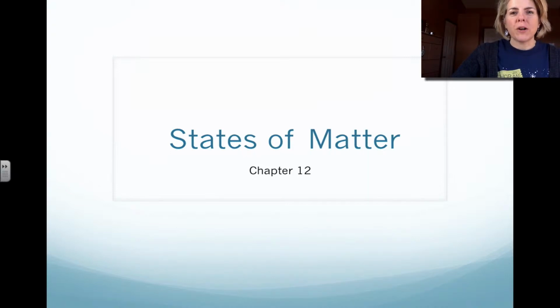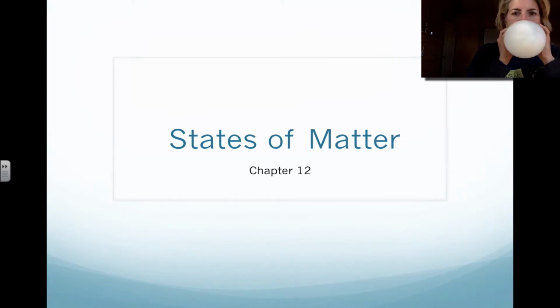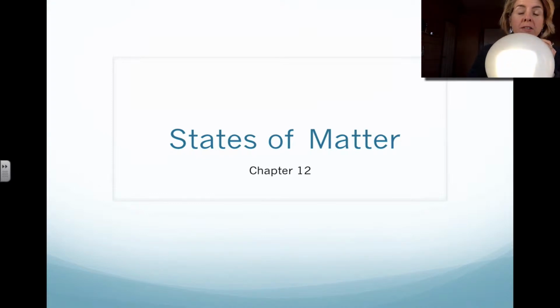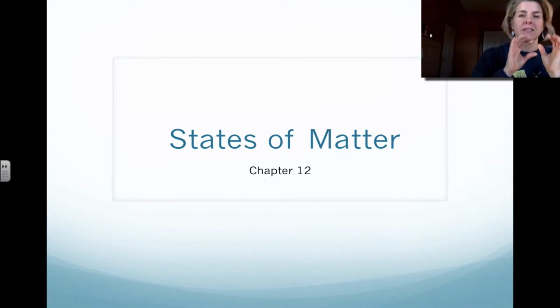This is Chapter 12, States of Matter, Part 1. Today we're going to be talking about gases, and I have a couple examples of gases here. I have my favorite perfume, and I'm going to ask you what this is in a little bit. And then I also have a balloon here. So the question is, I'm going to ask you what this is.